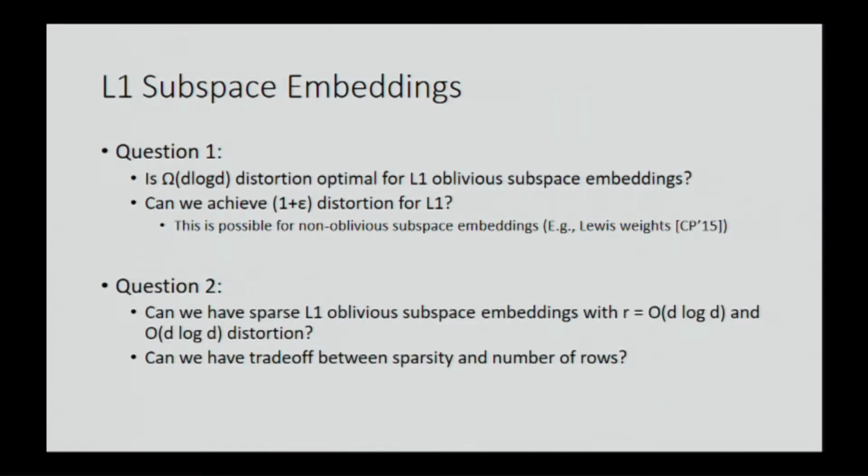Another question is, suppose that maybe we couldn't. Suppose we can't achieve this. Can we at least have sparse L1 oblivious subspace embeddings with the same number of rows and distortion that we got in the dense case? Can we get a number of rows which is d log d and d log d distortion, but have a very sparse sketching matrix? And more generally, can we have this kind of trade-off that we had for OSNAP between sparsity and number of rows? So these are the two driving questions of this work. Any questions?